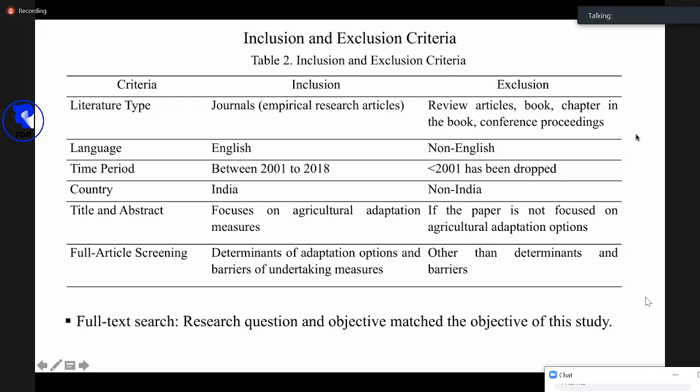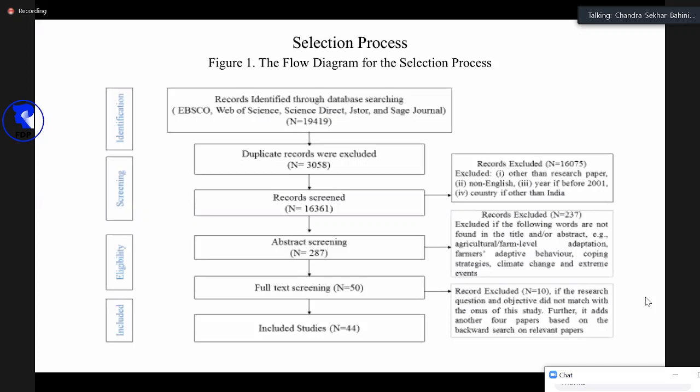Let us come back to here. Initially, as I've told you, we ended up with 19,000 odd articles. That's the identification stage, from searching all the articles. Then, since some of the articles might have appeared two or three times in the search, we excluded the duplicates.